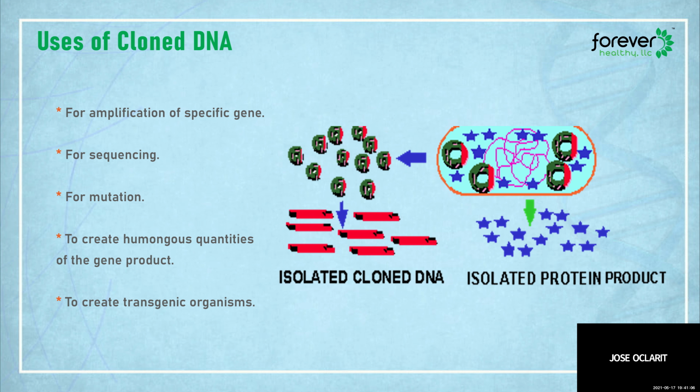And another purpose of cloning is to create humongous or large quantities of the gene product. For example, in the previous treatment of diabetes, they would harvest the pancreas of animals like carabao or cow. And then they would extract the insulin from the pancreas of the cow, or from the pancreas of a carabao or the pancreas of a pig. And then they would purify it and sell it as a medicine for diabetes. So, insulin for the cure of diabetes.